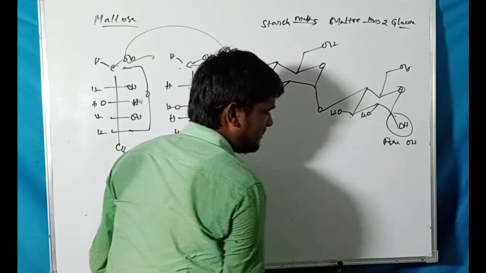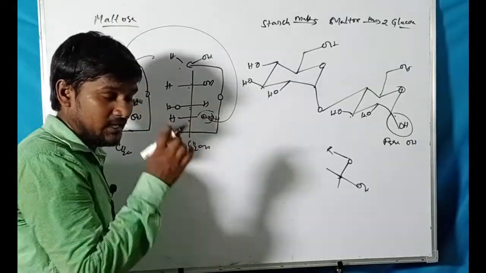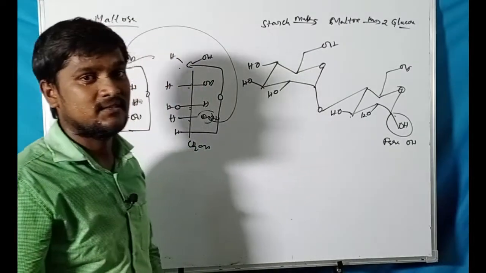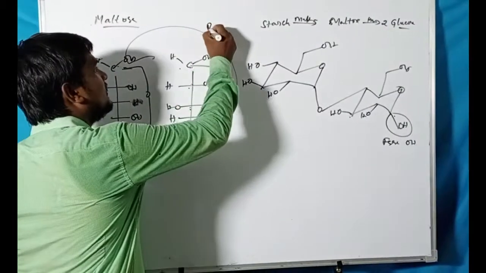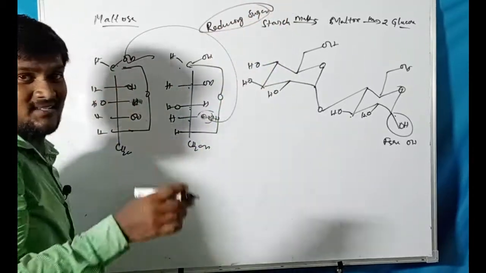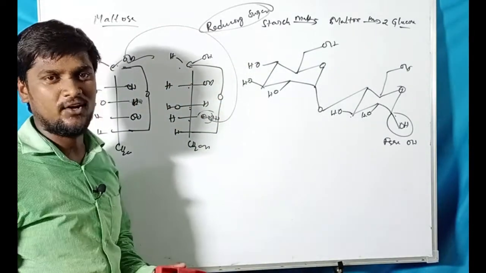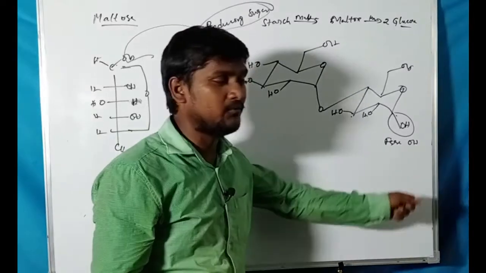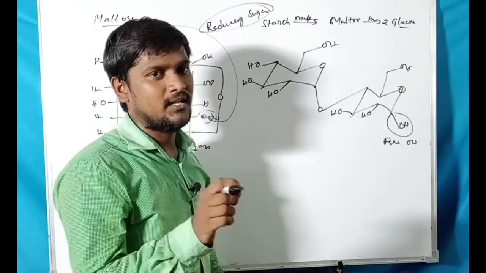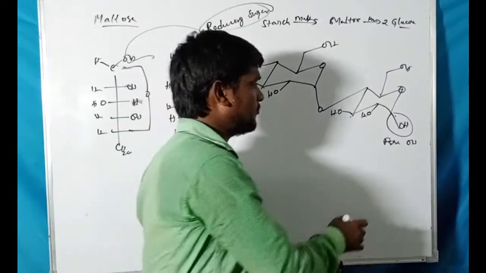Whenever a compound has O, here the R group, and here the OH, a single carbon having both OH and OR is called a hemiacetal. Here it has the hemiacetal free OH. That's why it is an example of a reducing sugar. Why? Because here it does not have any carbonyl functionality, either aldehyde or ketone, but it has the free glycosidic hemiacetal OH. That's why it is an example of a reducing sugar.